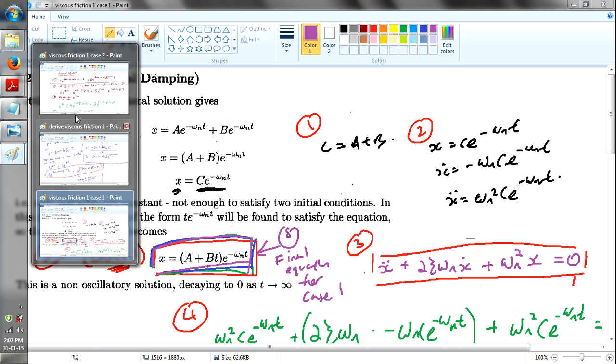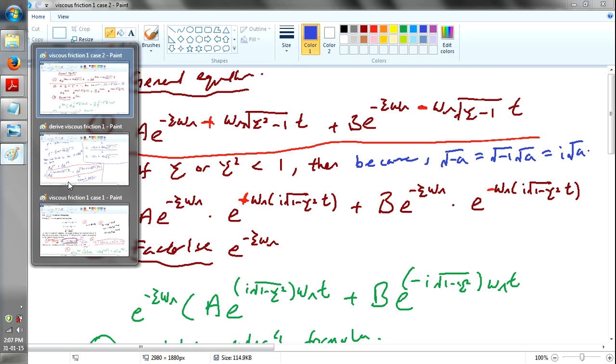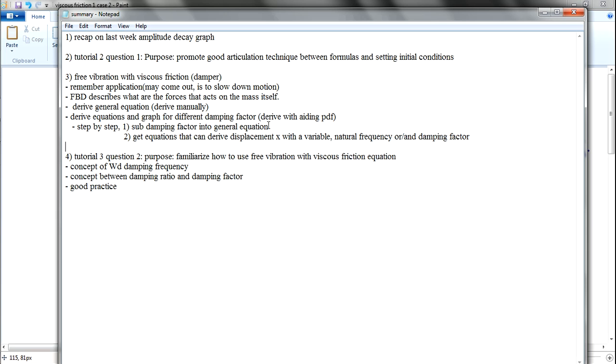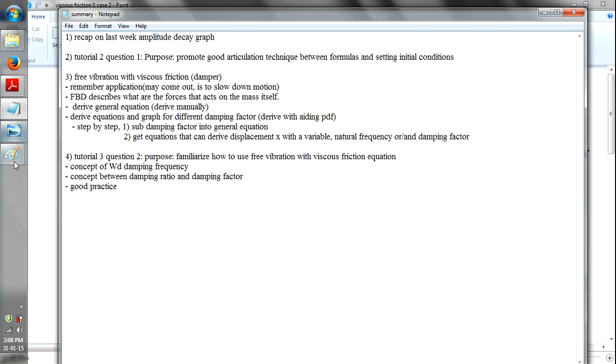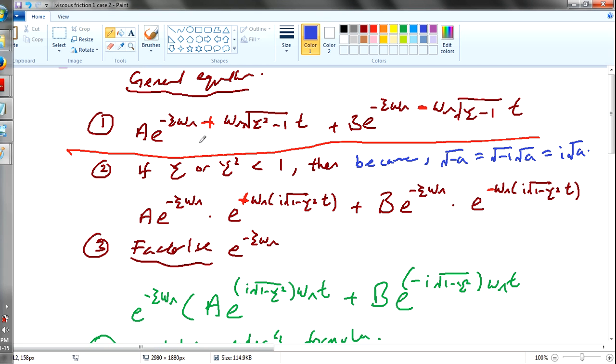And in our case today, our damping factor is lesser than 1, and this is the general equation. You remember I was always working with the general equation. So first you have to sub your damping factor into your general equation. And just take note that my damping factor over here is squared.